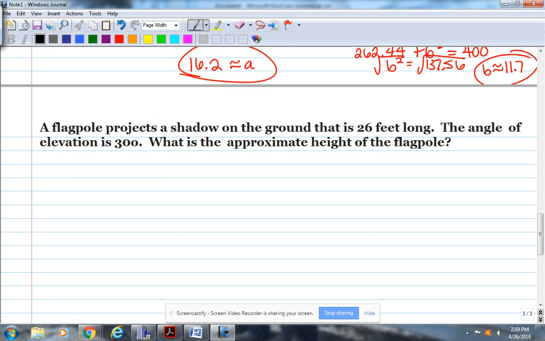A flagpole projects a shadow on the ground that is 26 feet long. The angle of elevation is 30 degrees. What is the approximate height of the flagpole? So we want to find what the height is of this flagpole. So here we got a flagpole.